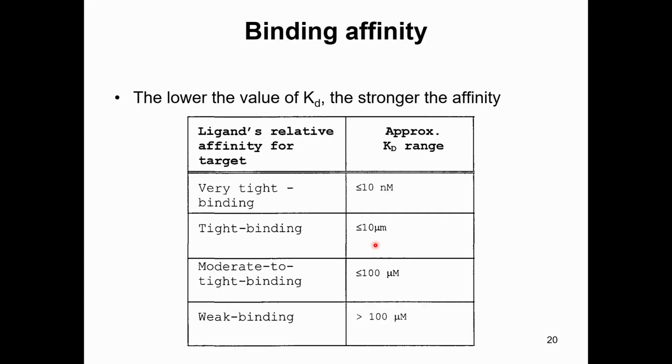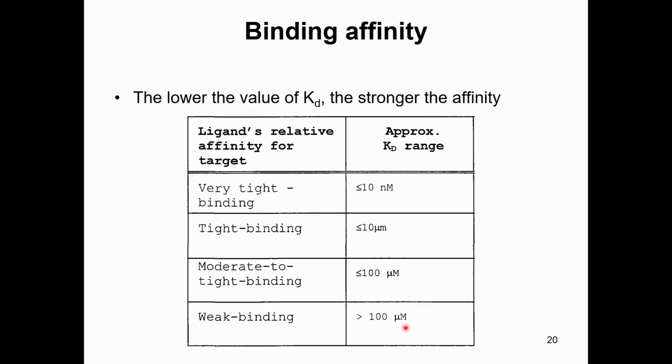Less than 10 micromolar, that's 1,000 times bigger, right? It's still tight binding. Less than 100 micromolar, moderate to tight binding. Greater than 100 micromolar, very weak binding. Many of the drugs in commercial use are in the very tight or tight binding range for Kd. Very few are weak binders like this, because they just don't stick to the target. So get used to Kd. It's one of the describing features of a drug for its target.